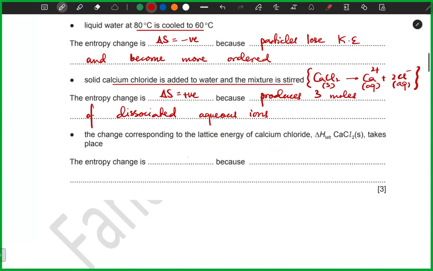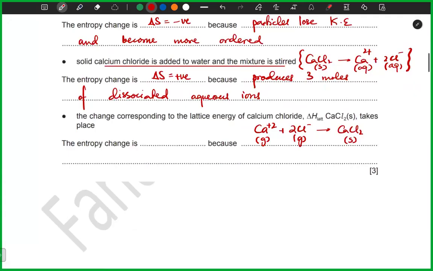You haven't studied lattice energy yet, so I'm just going to give you the equation. Lattice energy is when gaseous ions combine, 1 mole of gaseous ions forming 1 mole of ionic solid. No, when 1 mole of ionic solid is formed from its gaseous ions, any number of gaseous ions. Anyway, you haven't studied that yet. This is the equation. So what is delta S? Negative. It's going to be negative, right? Gaseous ions are converted to an ionic solid.